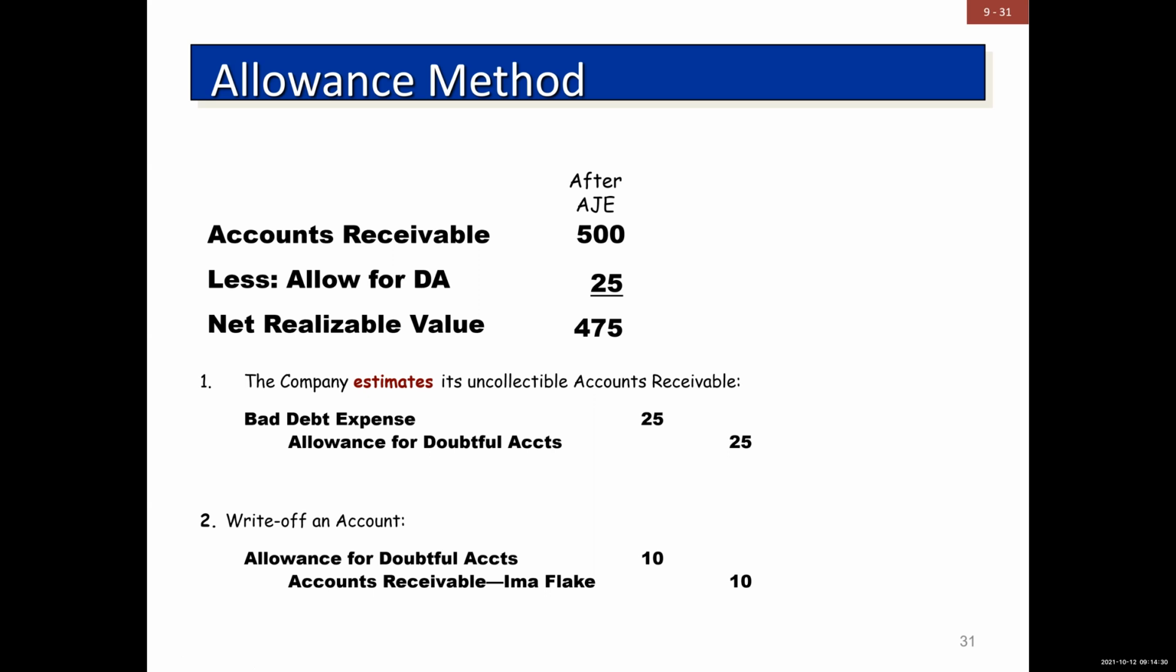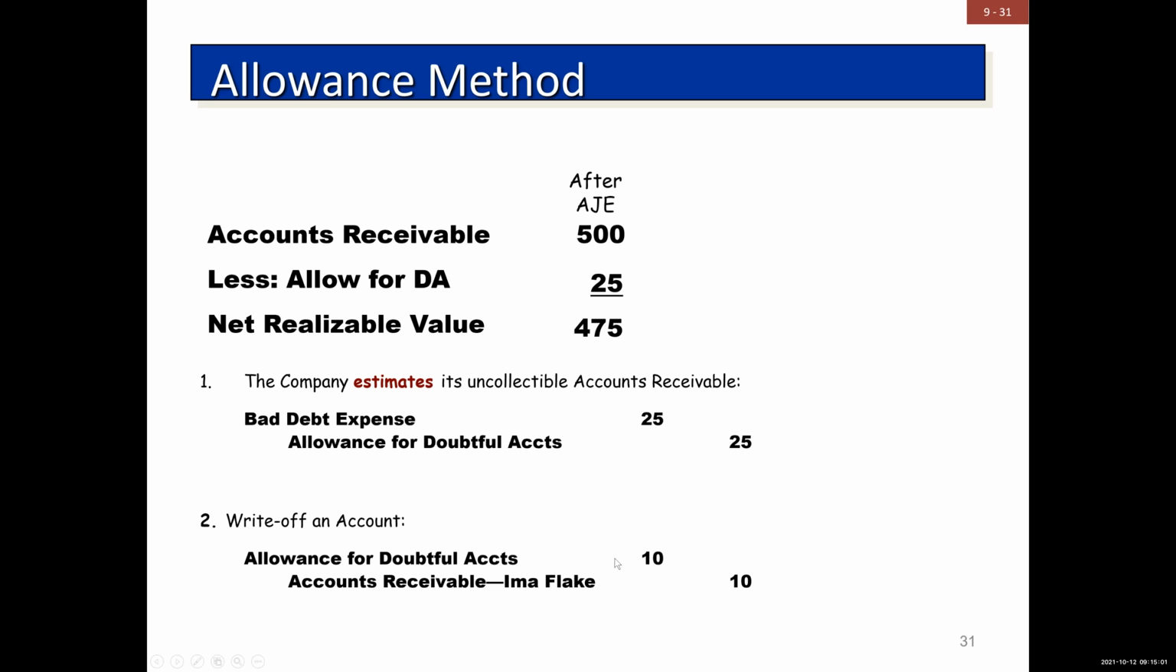I'm a flake. Okay, now you have to know that Ima is part of the $500 of accounts receivable. And Ima is also part of this write-off. We estimated that she is in here, although we didn't know it's her, but we estimated it. So when we actually write it off, look what happens. Now, this is the journal entry, and it never changes, so just memorize it.